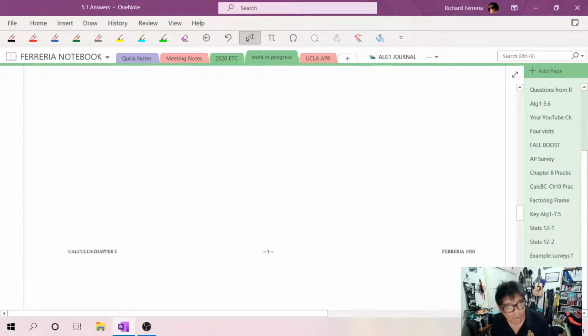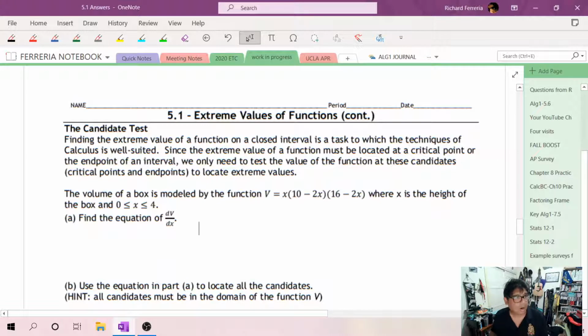Okay, we're going to scroll down to one of the most important tools here in calculus, and it is the candidate test. So I'm just going to read along with you. I know you know how to read, but I'm going to do it anyways. Finding the extreme value of a function on a closed interval is a task to which the techniques of calculus are well suited. Since the extreme value of a function must be located at a critical point or at the endpoint of an interval, we only need to test these candidates, critical points and endpoints, to locate extreme values.